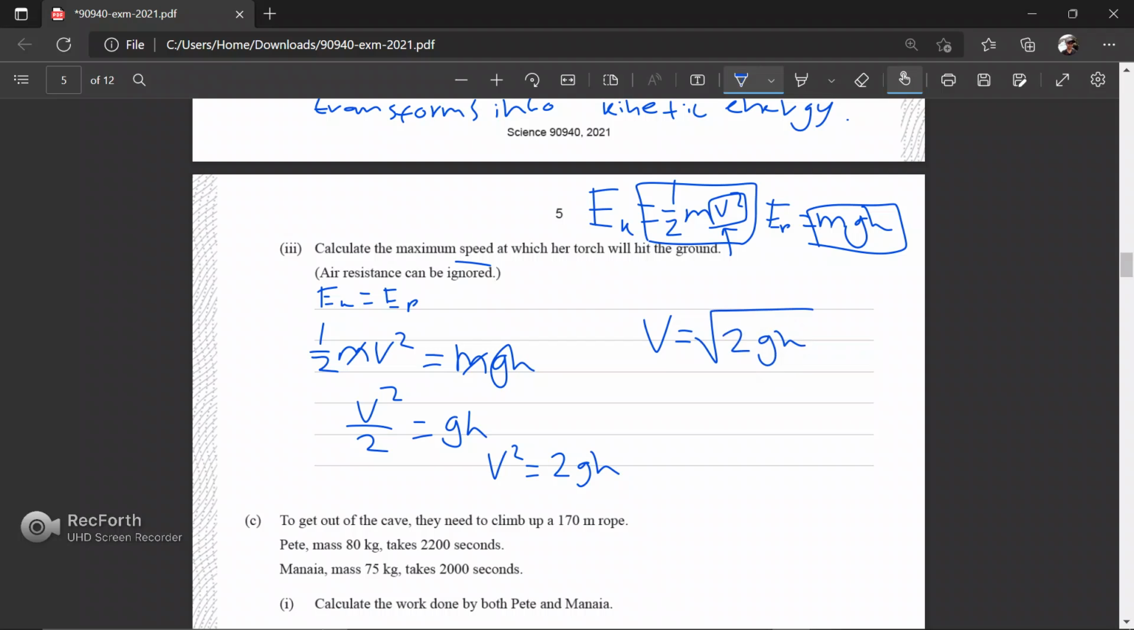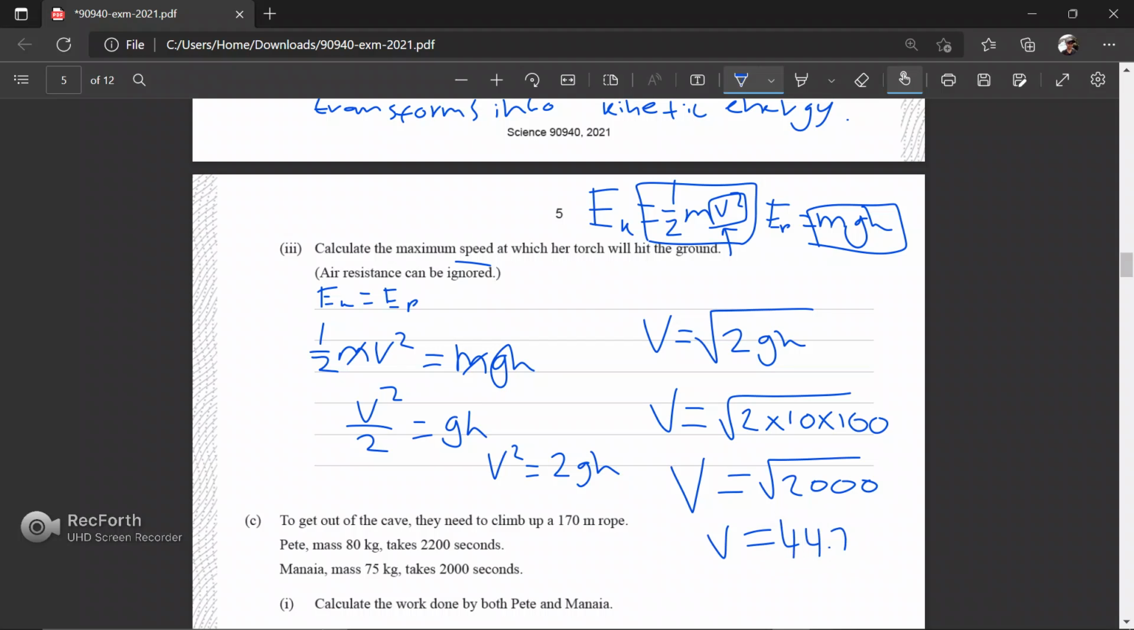Then I'll write up here v equals the positive root of 2 times gravity times height. Substituting in once again, v equals the square root of 2 times 10 times 100, which gives us the square root of 2,000, and then v equals 44.72 meters per second. So yeah, that's the energy topic pretty much done from the 2021 mechanics paper, and this final question is an excellence level question.